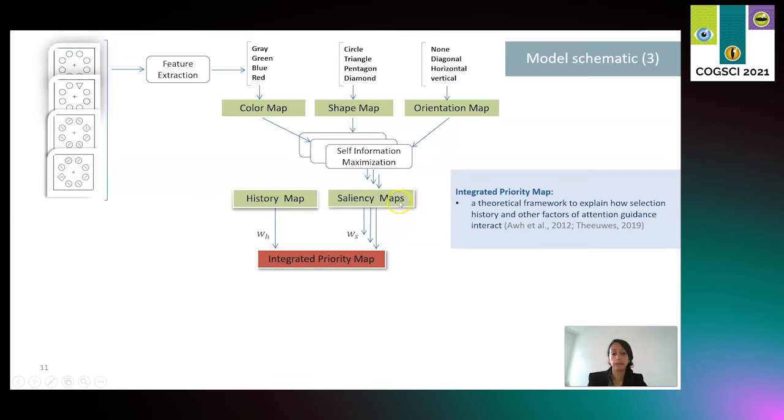Then later, saliency maps and history map are integrated into the priority map. The integrated priority map is a theoretical framework to explain how selection history and other factors of attention guidance interact.